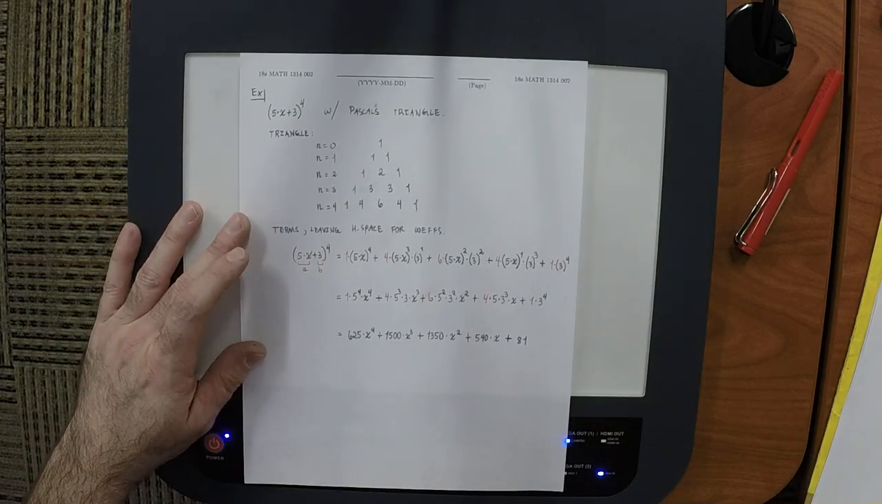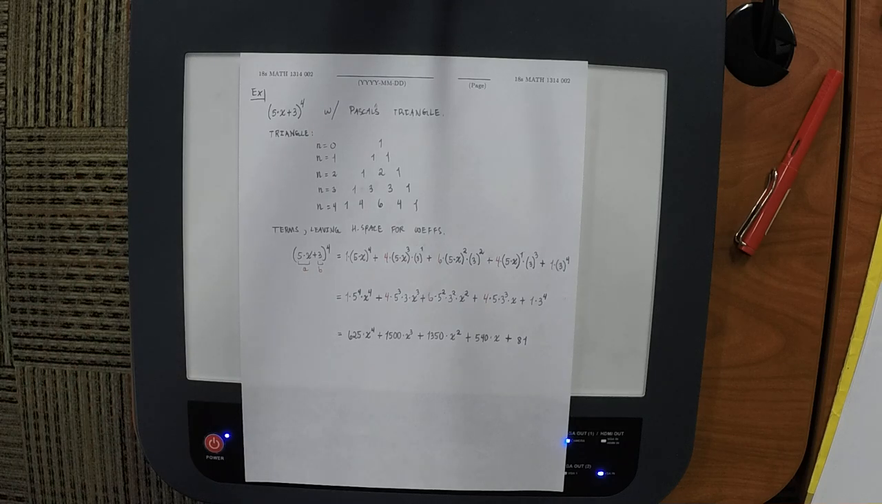Now, that's a lot of bookkeeping, you might think. But I promise you it's not nearly as bad as doing it without Pascal's triangle, which would be far worse. Yeah, it would be terrible. Any question about this one?